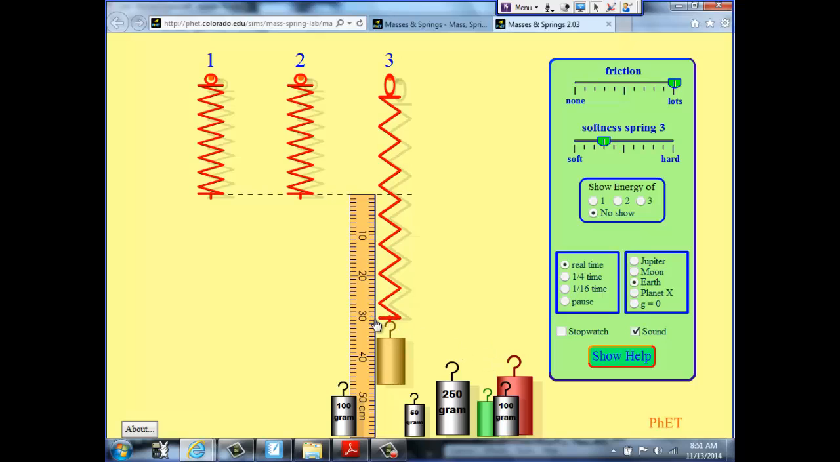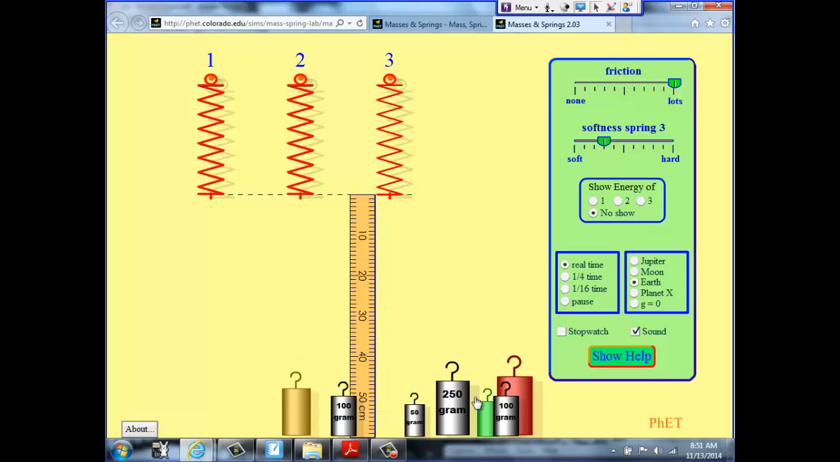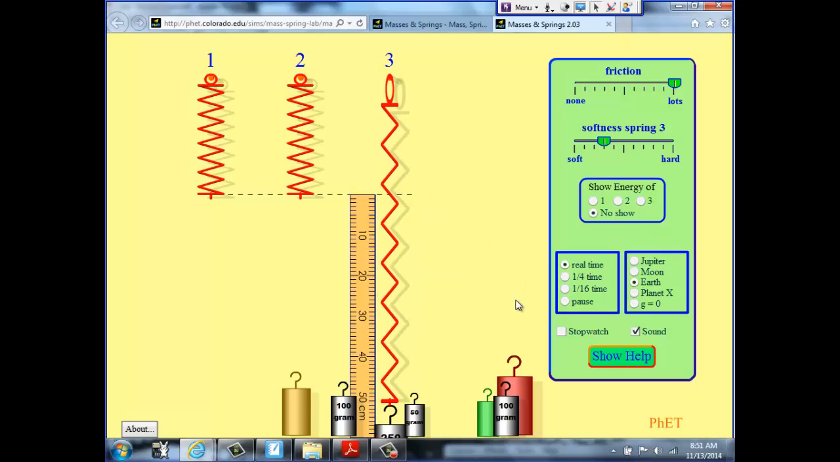Okay, I think this one's the 30. That's 31. 30.5 or 31.0? What do you guys think? 30.5? Okay, 30.5 we'll go with. And then the 250 gram mass. Well, it's way heavier. It should pull the spring down a lot further, right? So, that's 40, 41, 42, 43, 44, 45, 46, 47. That one right there is 48. You like 47.5? Okay, we'll go 47.5 then.